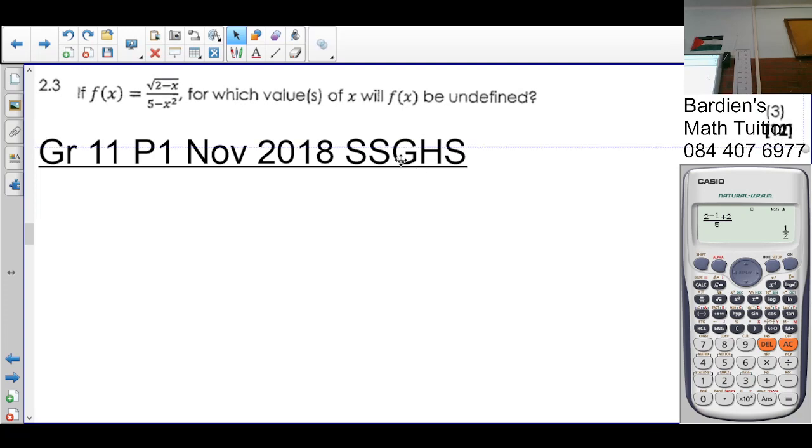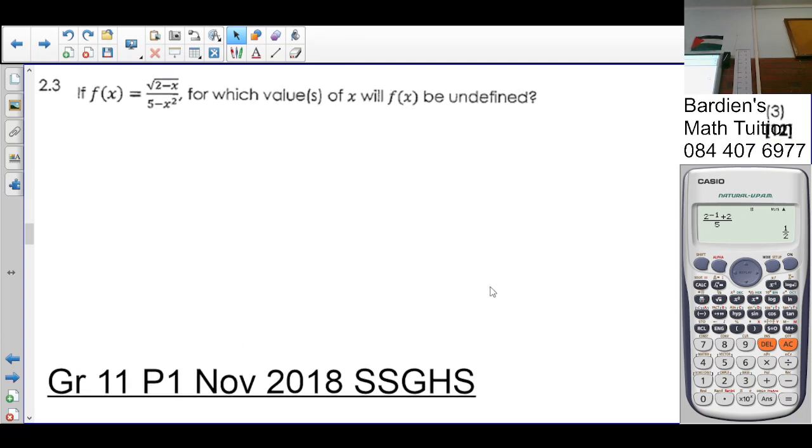Then in 2.3 we are told that if f of x is equal to the square root of 2 minus x, over 5 minus x squared, for which values of x will this f of x be undefined? When will something be undefined? The denominator is equal to 0. So what is the denominator here? 5 minus x squared. That is equal to 0, the sum will be undefined.